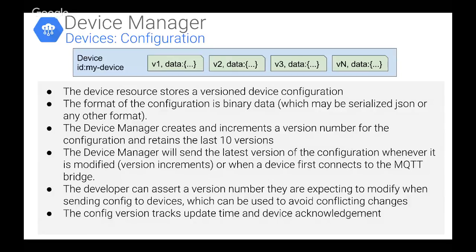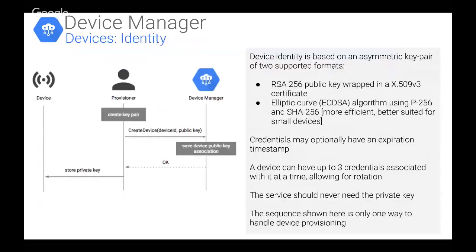Okay, so you have your configurations that can come down to devices. Those configurations can be binary data. They can be serialized JSON. And then there's also metadata associated with those devices. The reason that we're able to have that metadata is that we know which devices have connected and when. And we also know various things about when those devices have acknowledged that they've received data.